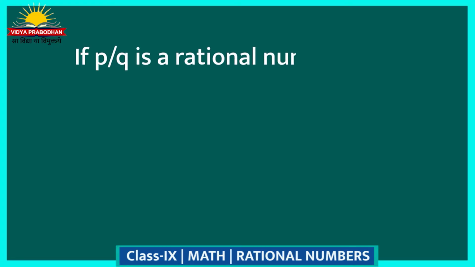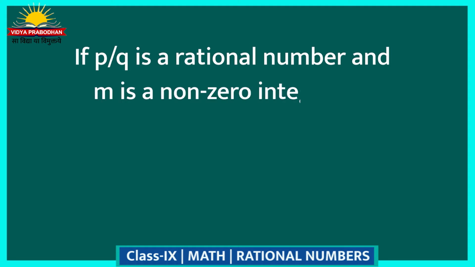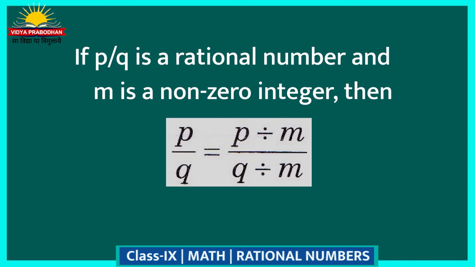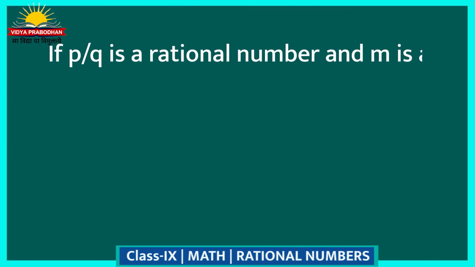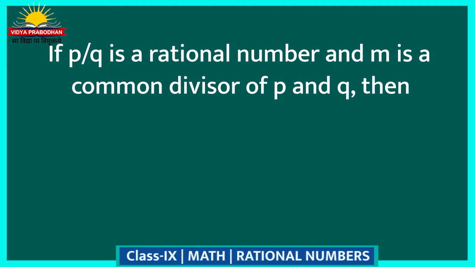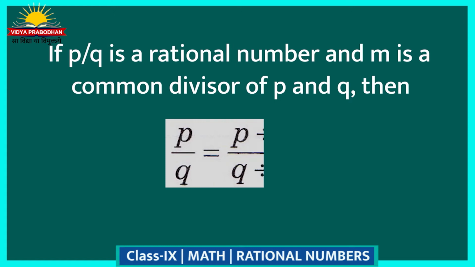If p by q is a rational number and m is a non-zero integer, then p by q can be written as p into m by q into m. Rational number p into m by q into m is a rational number equivalent to p by q. If p by q is a rational number and m is a common divisor of p and q, then p by q is equal to p by m by q by m.